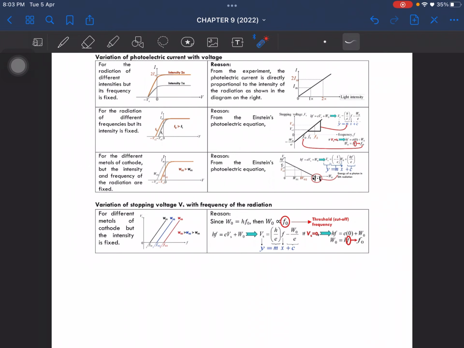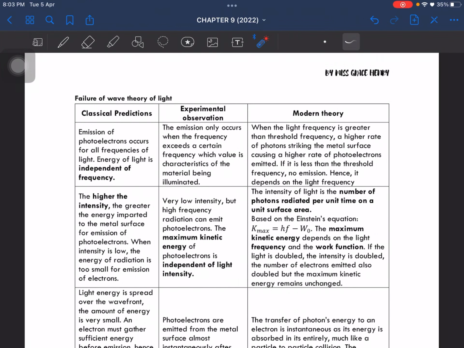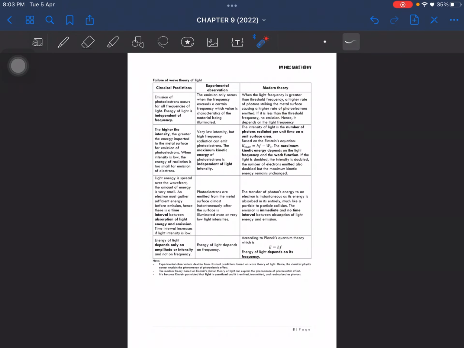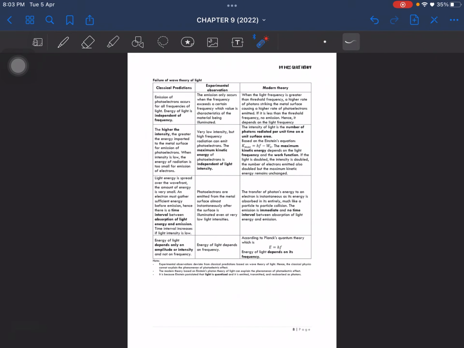Sometimes they would ask you to draw this type of graph as well as this one, if I'm not mistaken. This is some of the experimental outcome for the failure of wave theory of light. This one you can read on your own. I don't have to read it for you, because I've explained it well in each of these. So that is the very end of our chapter number 9.